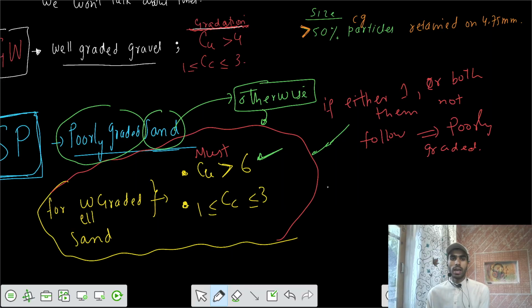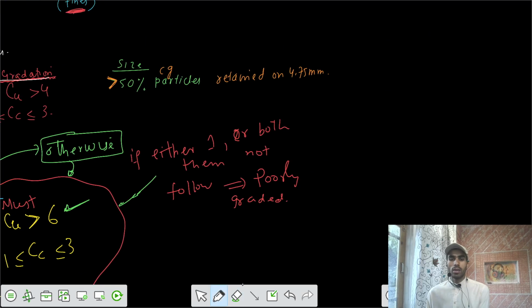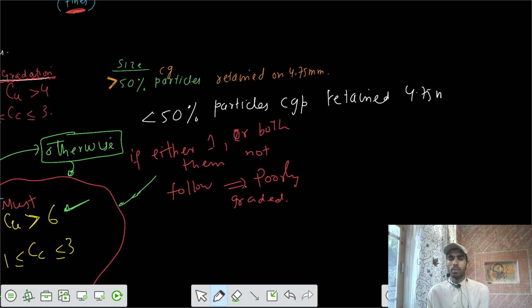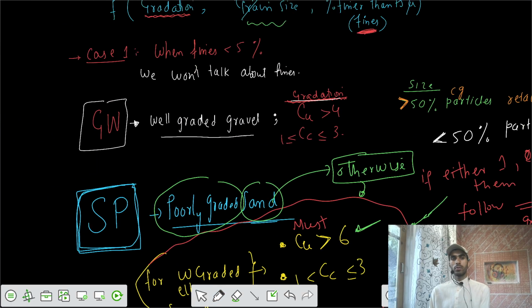After that we have sand. About the grain size: less than 50% of the coarse grain particles, CGP, are retained on the 4.75 mm sieve. We are not talking about 75 micron, we are talking about 4.75 millimeters. That means more than 50% are passing 4.75. That is the sand. So this was the first case.